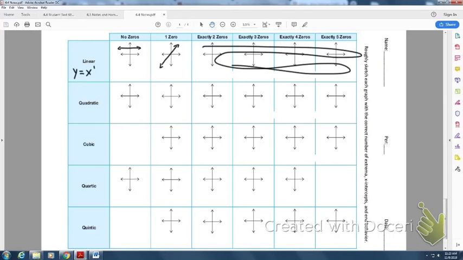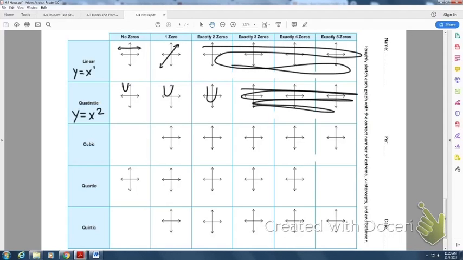If you have a quadratic, which is x squared, it is possible for you to have a quadratic graph that does not have an x-intercept. It is possible for you to have a quadratic graph that has 1 x-intercept. It is possible for a quadratic to have 2. 2 is the maximum number of x-intercepts it could have.